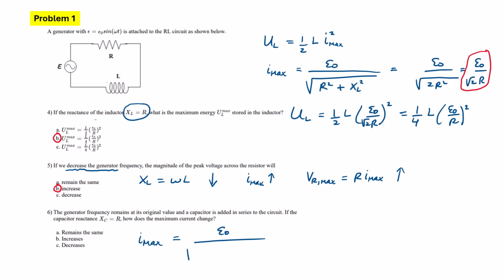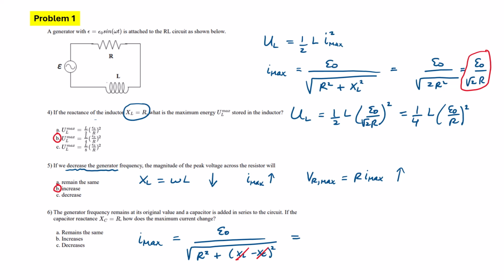And for series AC circuits, this is how it looks. The total impedance, which is the term down here in the denominator, is the square root of R squared plus (XL minus XC) squared. Now let's think about what happens to all of these terms. So we have XC equal to R, and we also have XL equal to R. So those terms are going to cancel out right here.